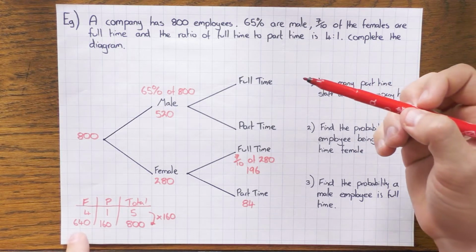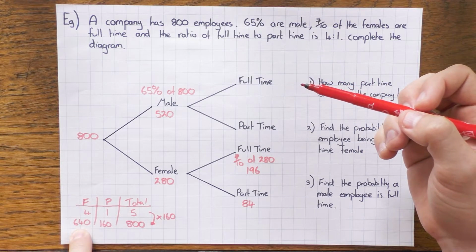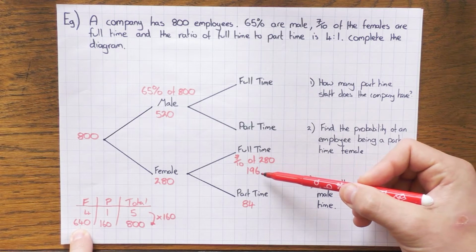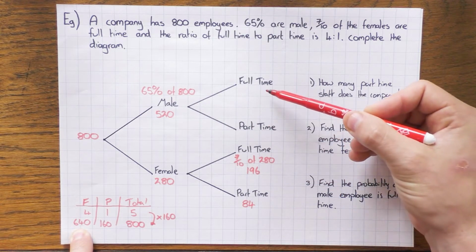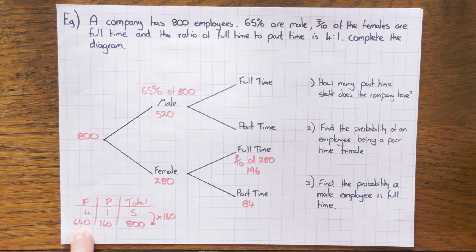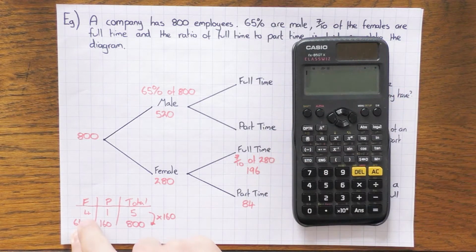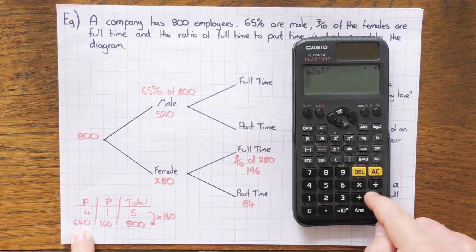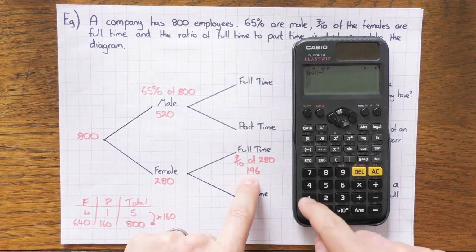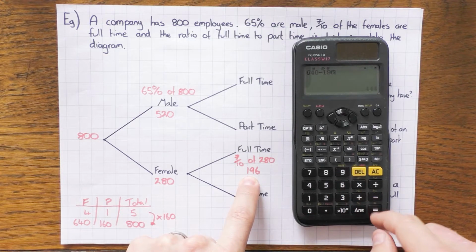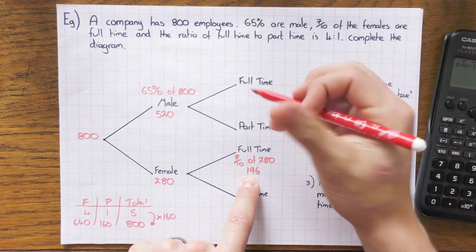Well, I now know there are 640 people who are full-time, and we've also previously worked out that 196 of those are female. So I can now work out how many male full-time staff there are by doing the 640 take away how many are female full-timers, and that gets me 444.